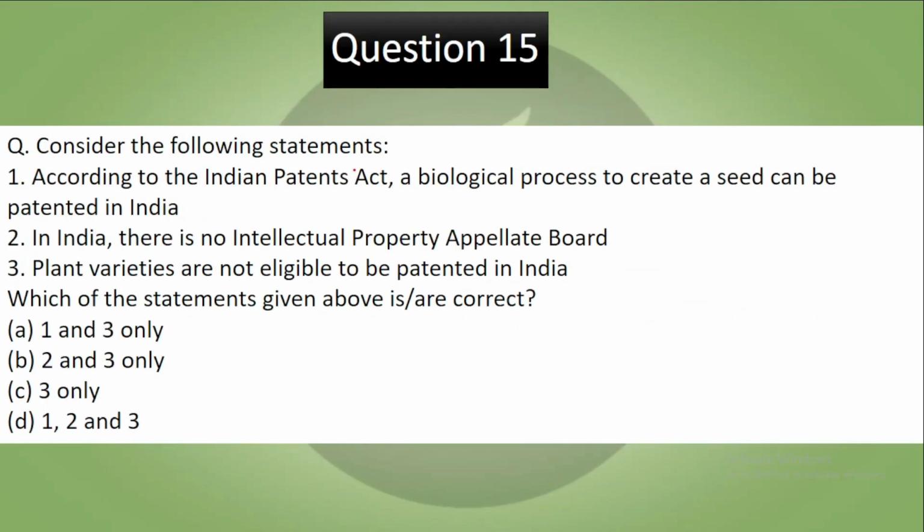15. Consider the following statements. According to the Indian Patents Act, a biological process to create a seed can be patented in India. In India, there is no intellectual property appellate board. 3. Plant varieties are not eligible to be patented in India. Which of the statements given above is correct? Pause the video, try to think about it. Now let's see the answer.